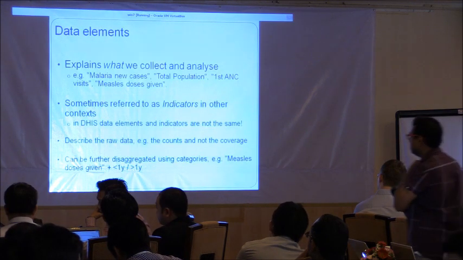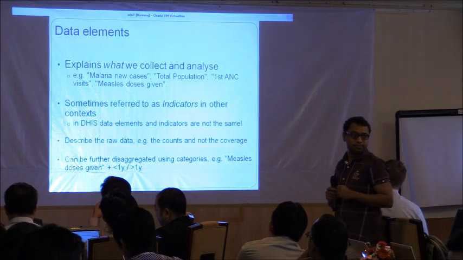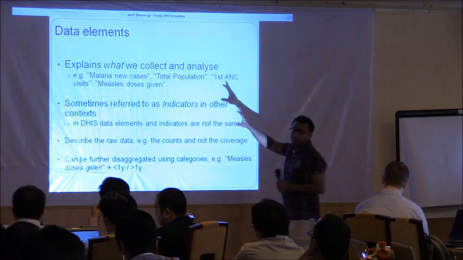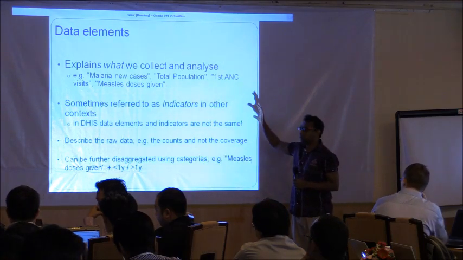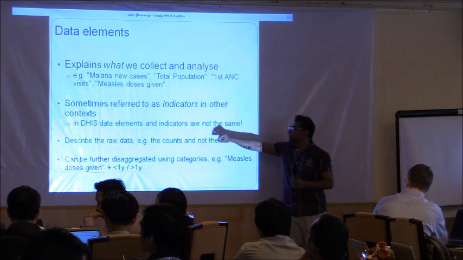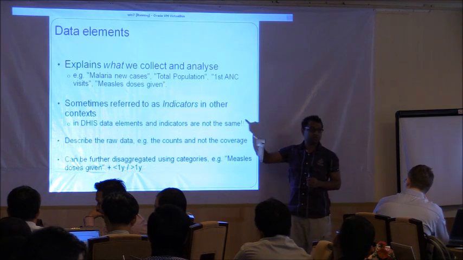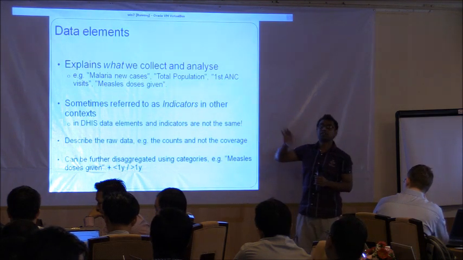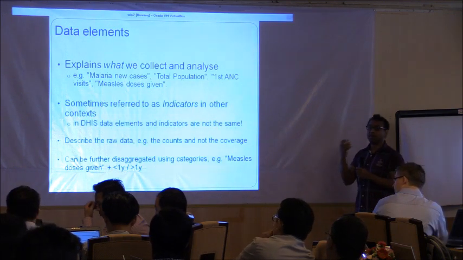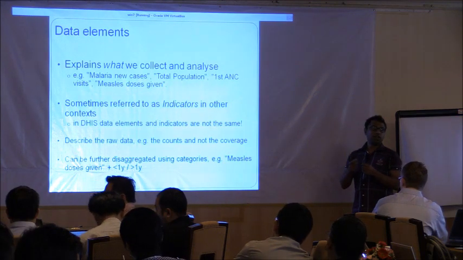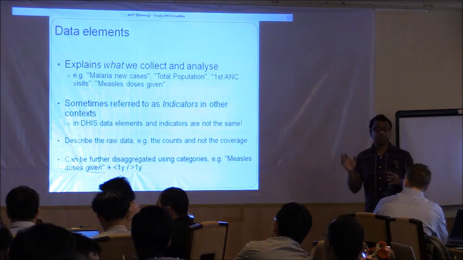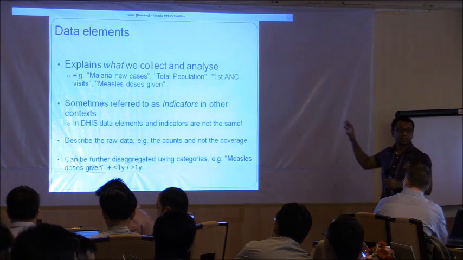As we all know, data element is what we need to collect. What we need to collect and analyze is called a data element. In something like OpenMRS, it's a different concept. For example, it also refers to an indicator in other systems. But in DHIS, indicators are very different. Indicators, with a numerator and denominator, are something which you calculate. Data elements are raw data, something which we are collecting, for example malaria new cases, total population, measles doses given. All those things are data elements.